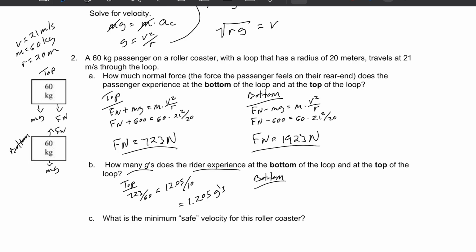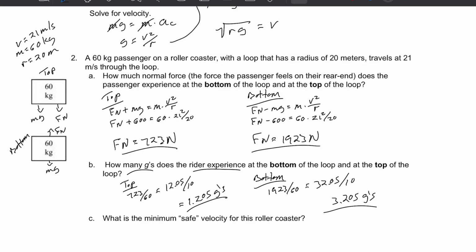At the bottom, same thing, 1923 divided by 60, so that we're going from a force to an acceleration by dividing by the mass. Force divided by mass is acceleration. We get an acceleration of 32.05. Divide that by 10 to see how many g's there are. 3.205 g's.